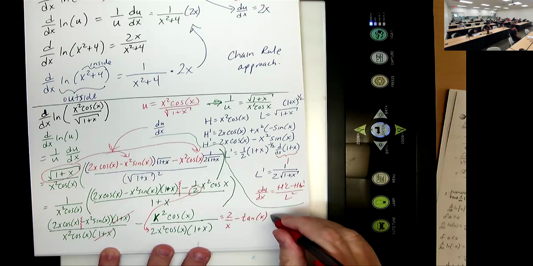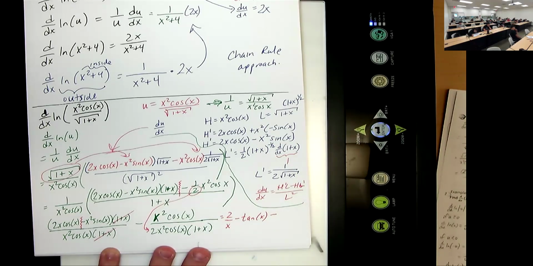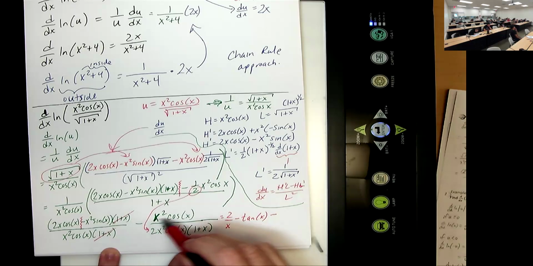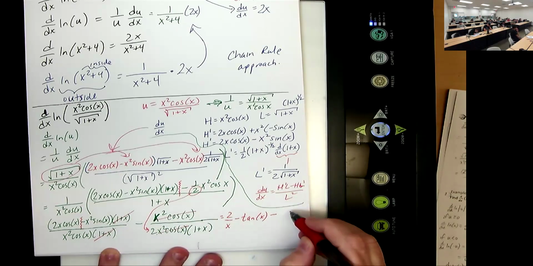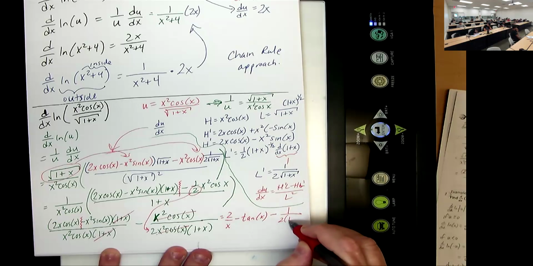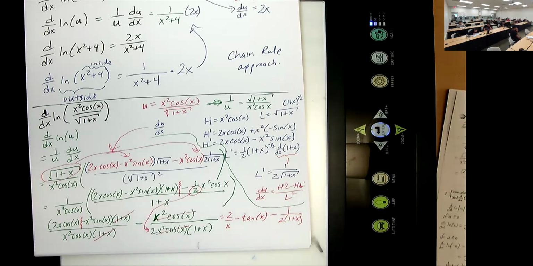Then I've got minus, x² cosine x cancels that out right there. And we have 1/2 times 1 plus x. And that's where it ends. We're done there. Let's call that a wrap there.